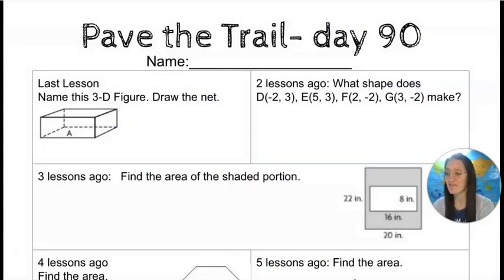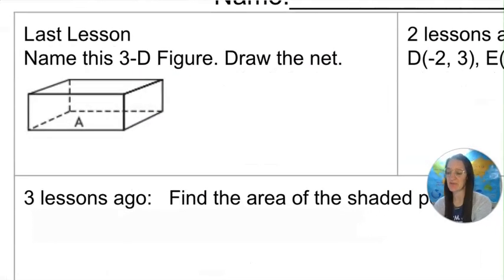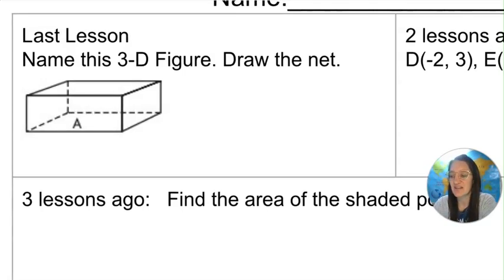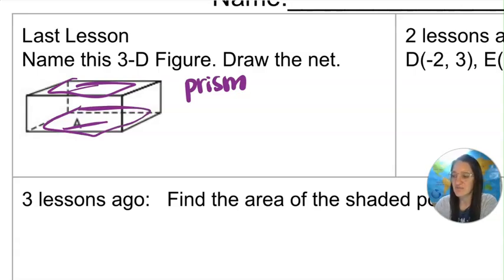All right, let's go to day 90. Our first lesson into the chapter about surface area was naming and looking at 3D figures. Remember, we look at the bases and we look at whether it comes to a point or whether there are two flat sides. There are two flat parts here, so this is a prism. And these bases right here are rectangular, so this is not just a prism, but a rectangular prism. And now I need to draw the net.